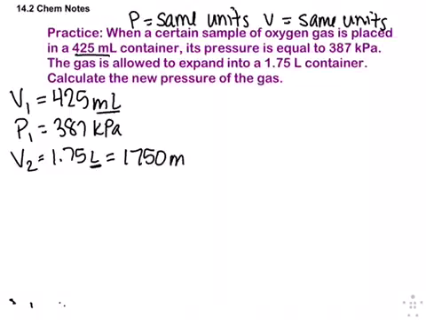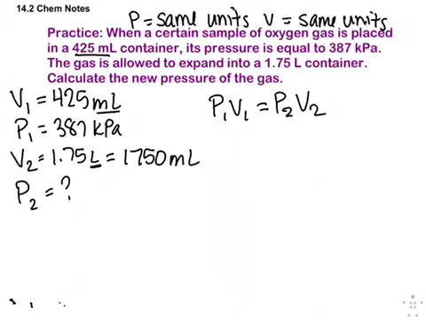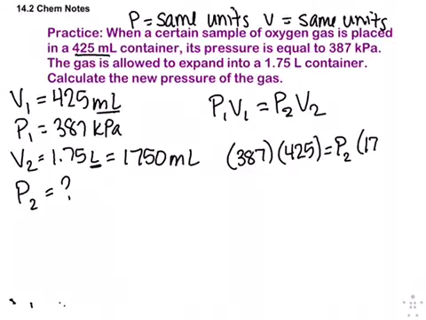1750 milliliters. Good. If you needed to do railroad tracks on that one, you are more than welcome to. And then we need to calculate our second pressure. So the formula is P1 V1 equals P2 V2. Plug it in and solve. So first pressure is 387, our first volume is 425, equals our second pressure, which we don't know, and 1,750 milliliters.